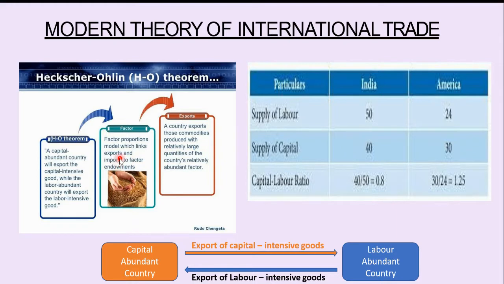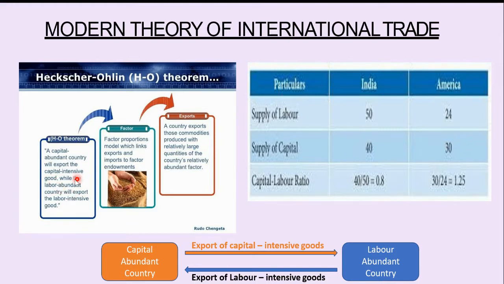So look at this picture here, Heckscher and Ohlin. A capital abundant country will export the capital intensive good, while the labor abundant country will export the labor intensive good. So what do you mean by that? Certain goods need a high amount of labor. That is what is called labor abundant. Certain commodities need a high amount of capital.